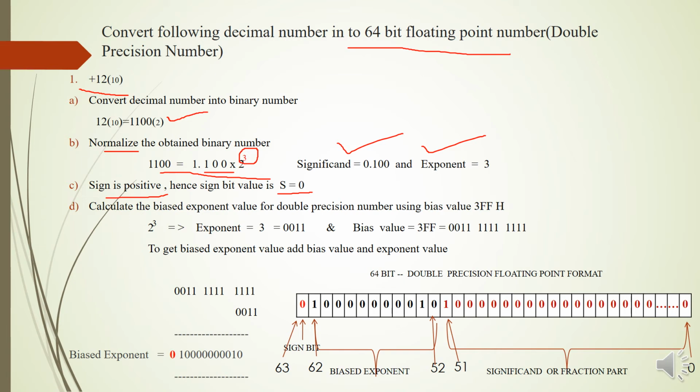Calculate the biased exponent for a double precision number using the bias value 3FFH. Consider the exponent in binary form and the bias value in binary form and add both, that is, exponent and bias value. Whatever the sum we get will be your biased exponent. Any extra bit generated in the MSB should be neglected. Substitute the significand, biased exponent and the sign bit in a 64-bit double precision floating point format.